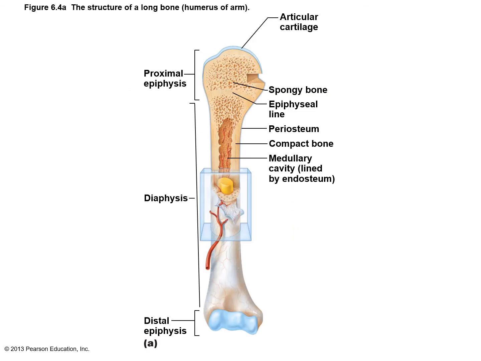This is the structure of a long bone, so definitely your skull is not a long bone. Your skull is considered a flat bone, so it's not going to have those features. Those features that I'm going to talk about right now are only included within long bones. A long bone usually has two ends, a proximal end and a distal end. Proximal meaning that it's closer to the point of origin, and distal, it's further away from the point of origin. We call the ends epiphyses. So you have the proximal epiphysis and the distal epiphysis.